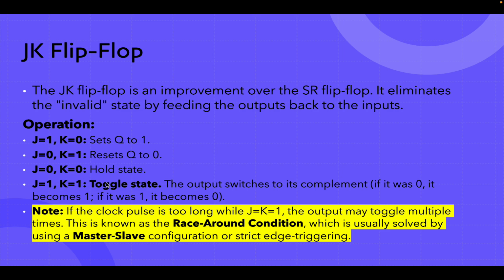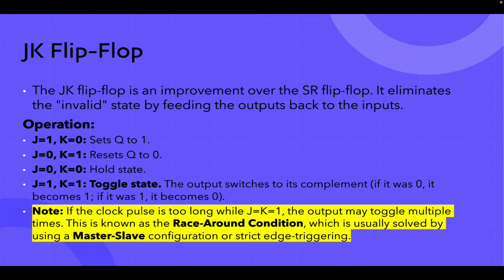J is equal to 1, K equals 1. So, the output switches to its complement. If it was 0, it becomes 1. If it is 1, it becomes 0. So, as we discussed in the JK latch, again, this leads to race around condition. Again, it will keep on repeating.